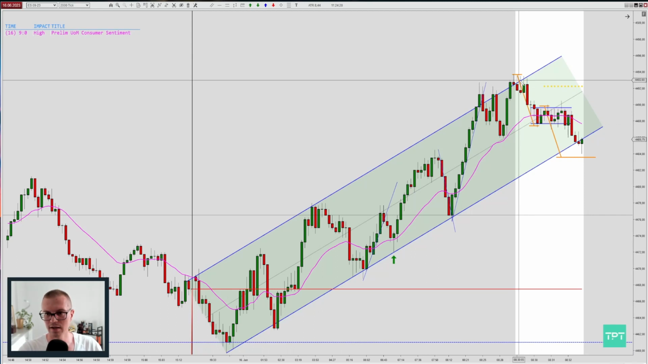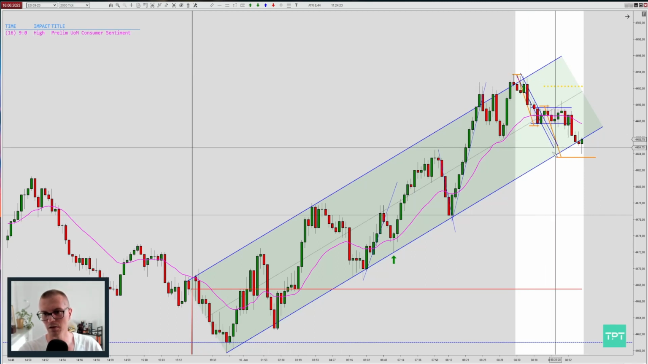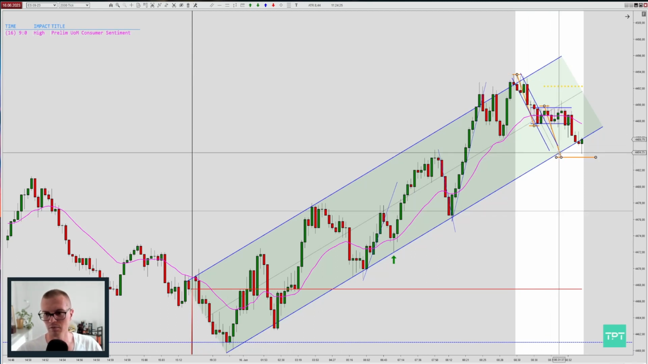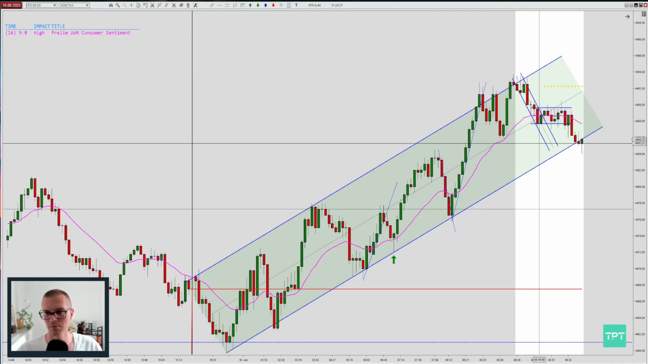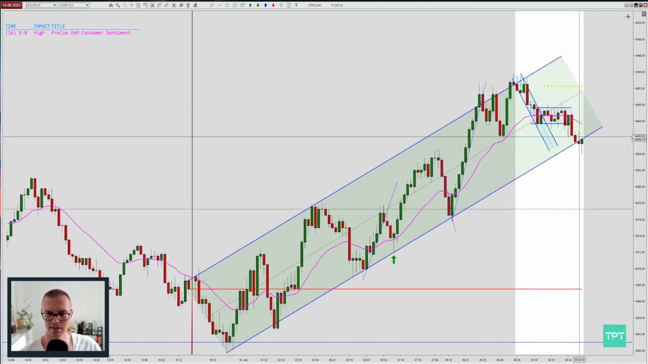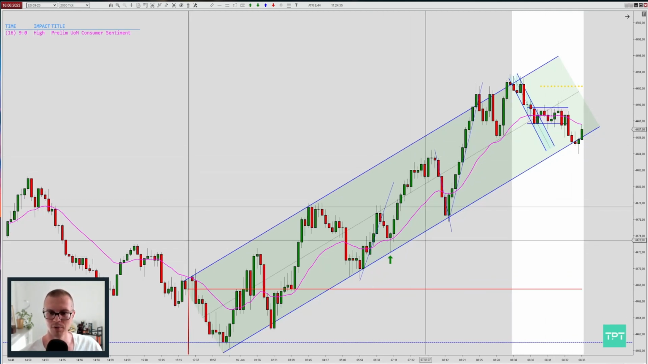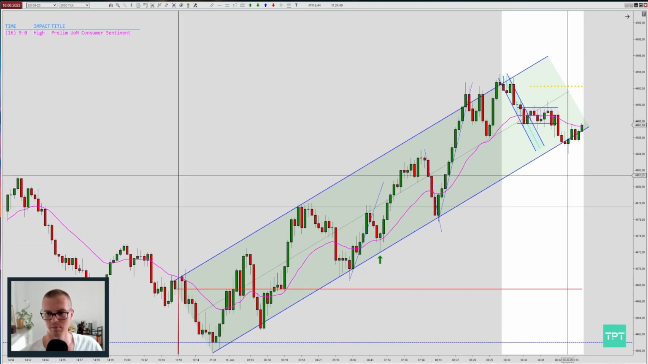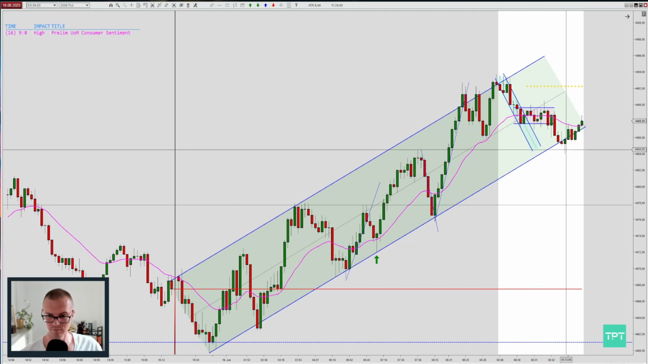Also, you can see there is some shorter term channel working lower here. Let me remove this. So this is the channel working lower, and prices are breaking the structure for the first time and retesting the extremes. And now we are bouncing off the key entry point of this channel here, and see what will happen.